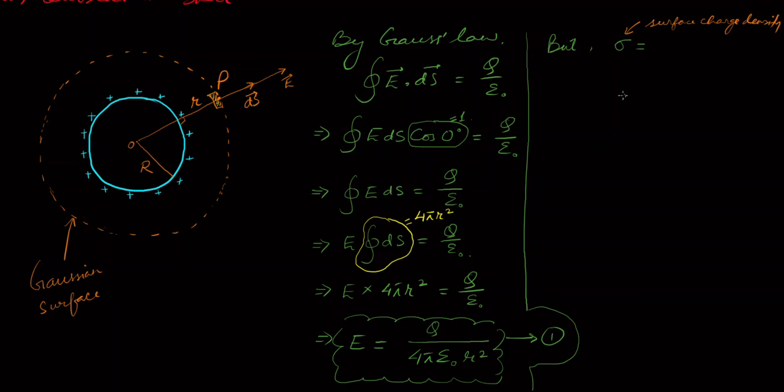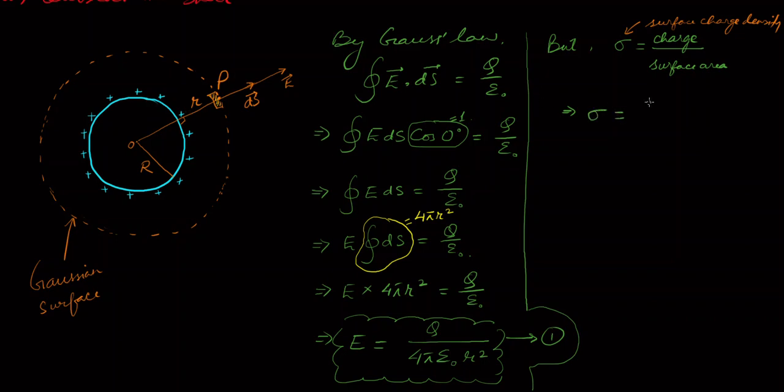Means charge divided by the surface area. Now, surface area of what? Of that surface containing the charge. So which surface contains the charge? It is this, not the Gaussian surface. The Gaussian surface is just an imaginary surface which does not contain the charge. This one contains the charge.